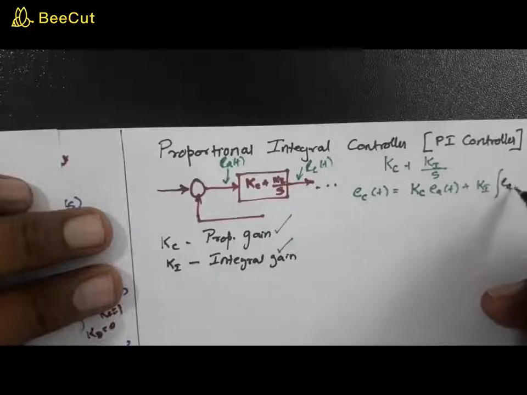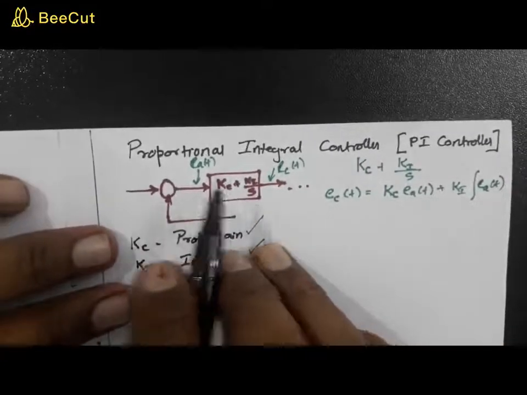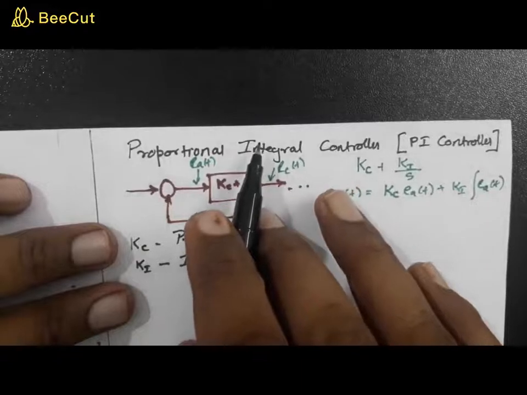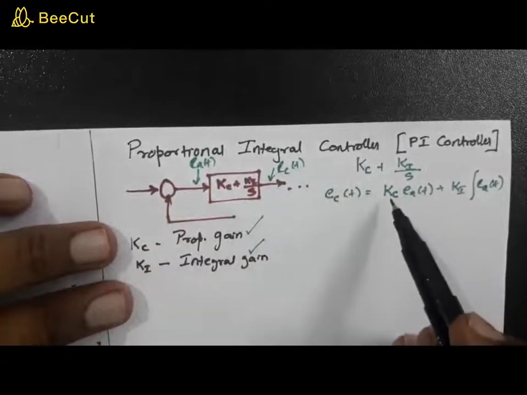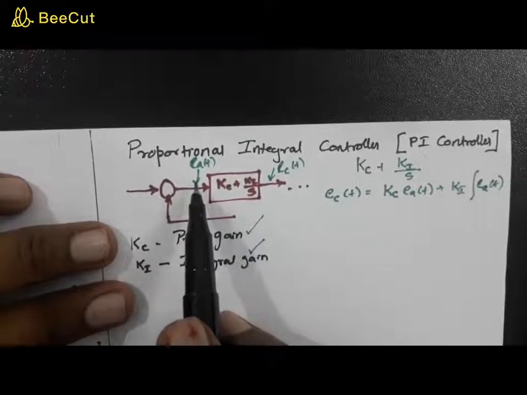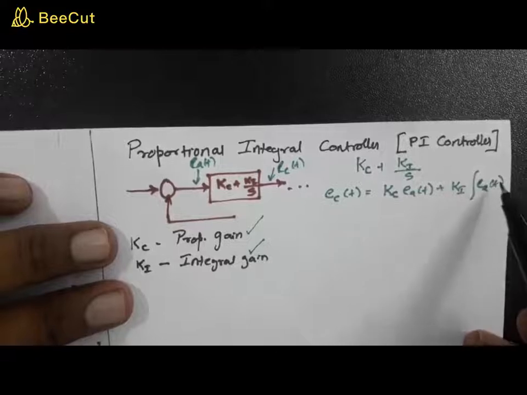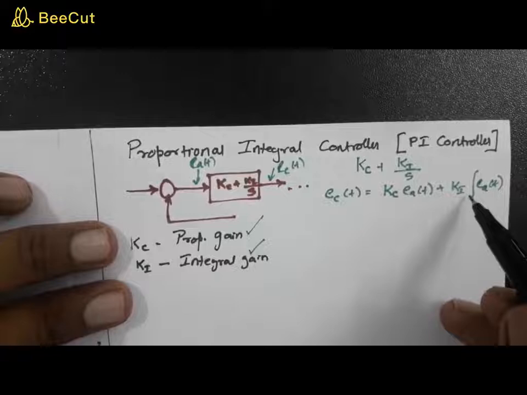Integral of the actuating signal. So how will you define the proportional integral controller? A proportional integral controller is a controller which gives a control signal which is proportional to the actuating signal as well as proportional to the integral of the actuating signal. Combining this, using that definition, you can write this equation.